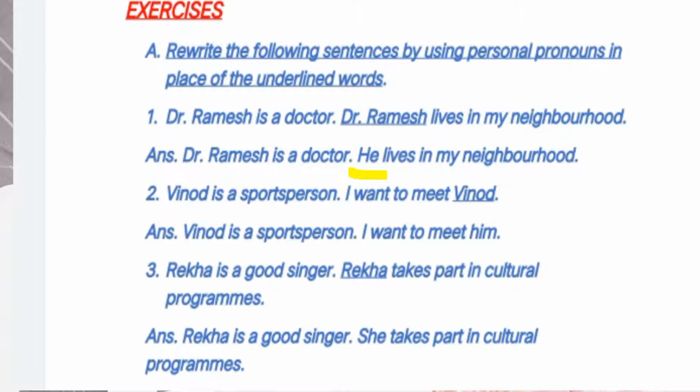Vinod is a sports person. I want to meet Vinod. Now, Vinod is a noun here. Vinod is a sports person. I want to meet, in place of Vinod, we will write him. I want to meet him. Write down the answer in your book.